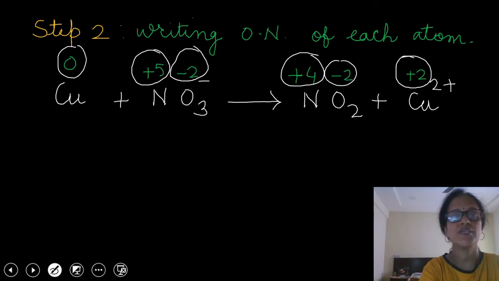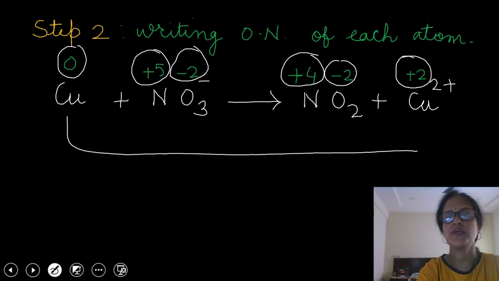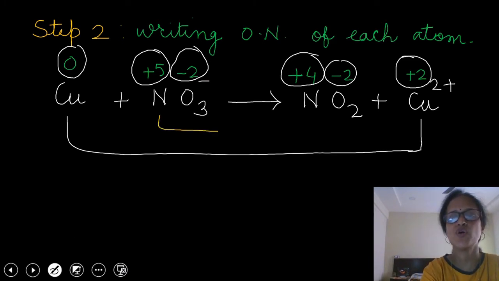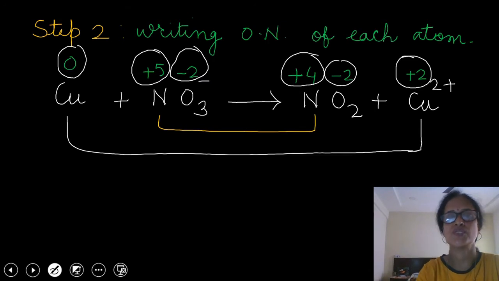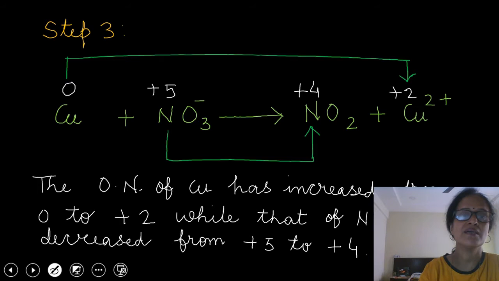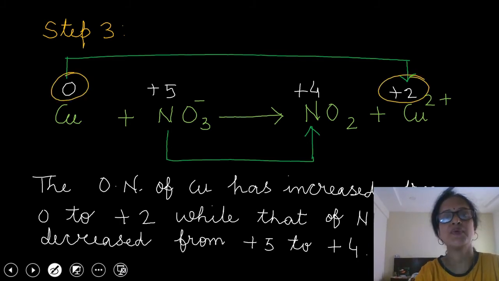Here it is clear that the oxidation number of copper increases by 2 per atom, changing from 0 to plus 2. And the oxidation number of nitrogen decreases from plus 5 to plus 4, so there is a decrease of 1 per atom. You can see here the oxidation number of copper changes from 0 to plus 2, which I'm showing here. It means copper is undergoing oxidation.